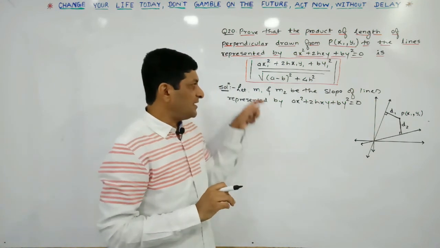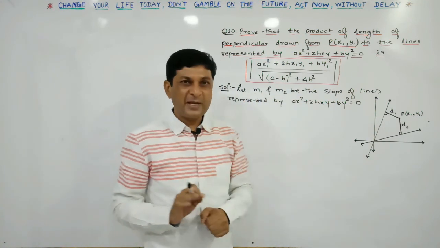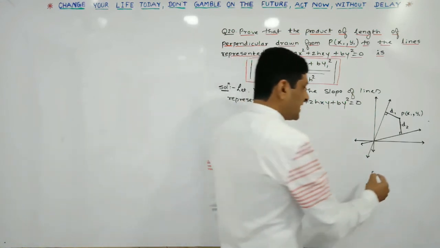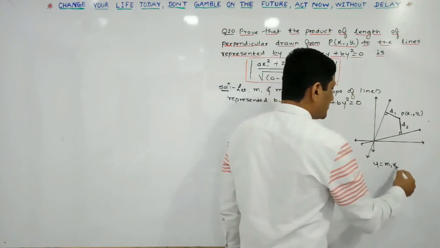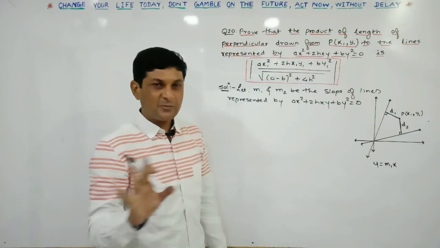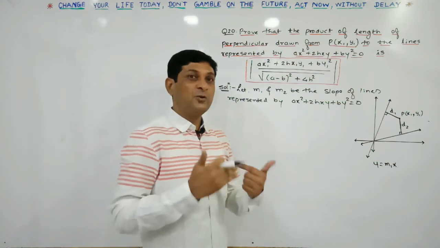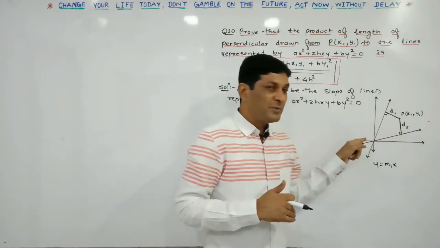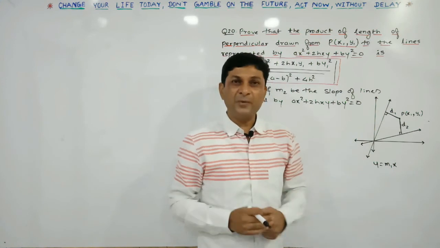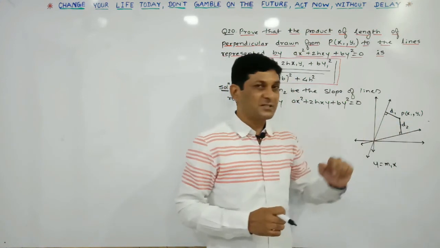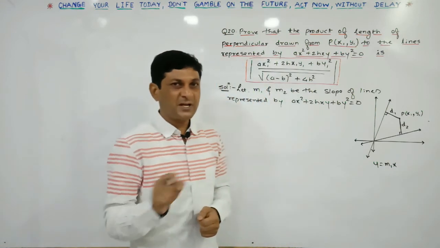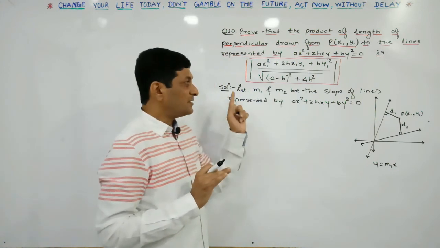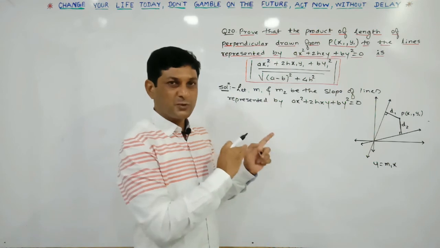Now we are supposing that m1 and m2 are the slopes of the lines represented by this homogeneous equation. If m1 is the slope of the first line, then its equation is y is equal to m1x, because we know that if a line passes through the origin, the constant term in the equation is absent. If we denote the slopes by m1 and m2, we can easily find the equations of these two lines, and once the equations are known, we are able to find the distances also. Then take the product of these two distances and try to get our required result.